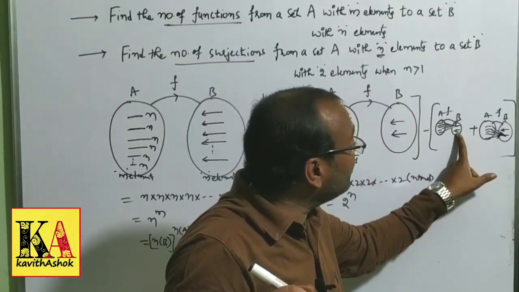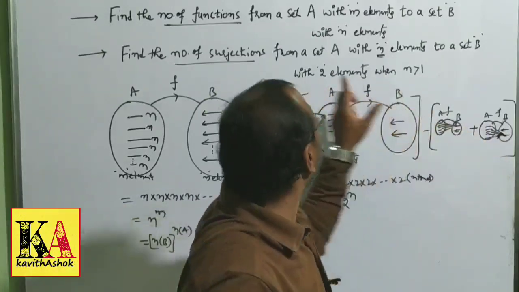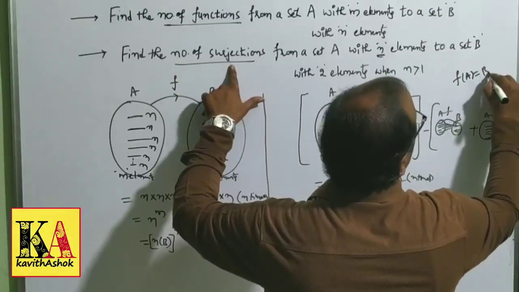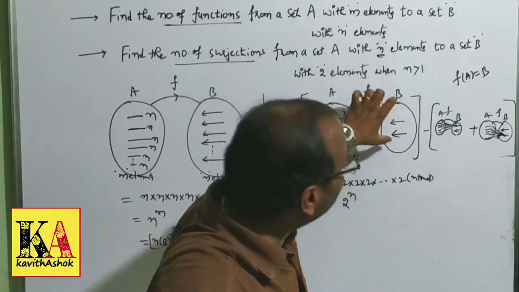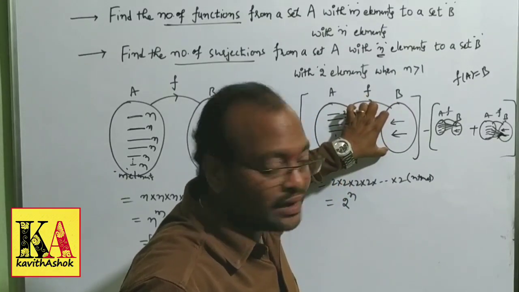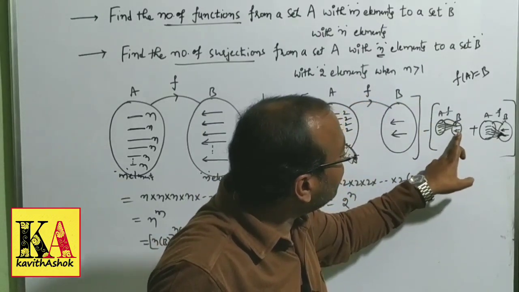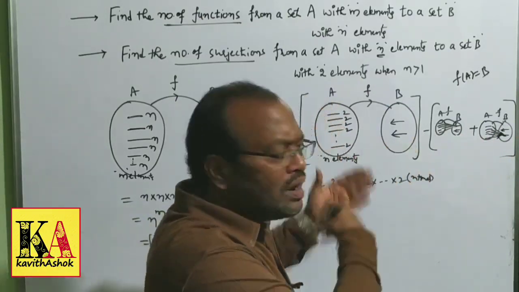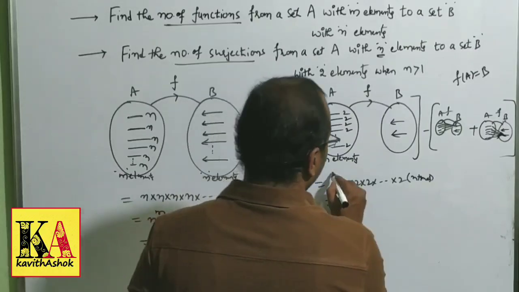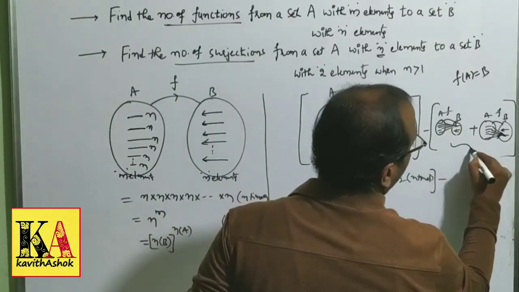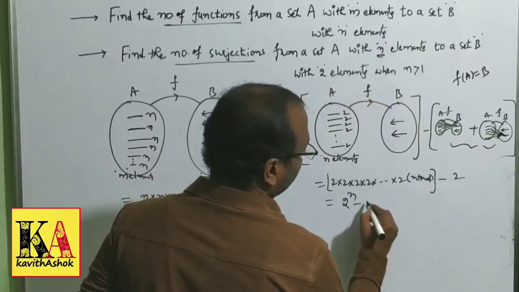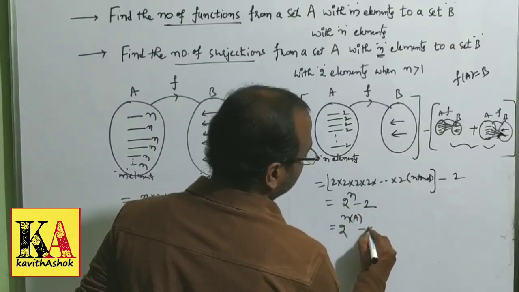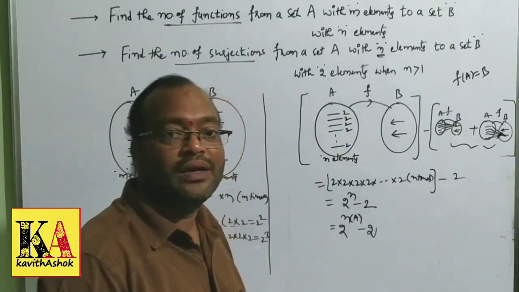Why? Because here one element is left and here one element is left. According to the definition of surjection, the range is equal to codomain, meaning no elements in B have to be left remaining. But in this case, this is left, and in this case, this is left. These two are not the surjections. In the remaining cases, they will become the surjections. So from this we have to remove these two functions. So 2 to the power n minus 2, or 2 to the power of the number of elements present in A minus 2. This is a very important formula in case of sets.